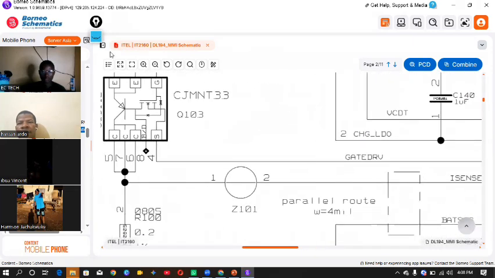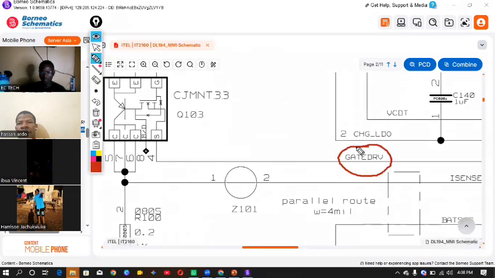Now look at what is written. Gate drive. That is coming from here. Gate drive. Wait, let me see where it's coming from.